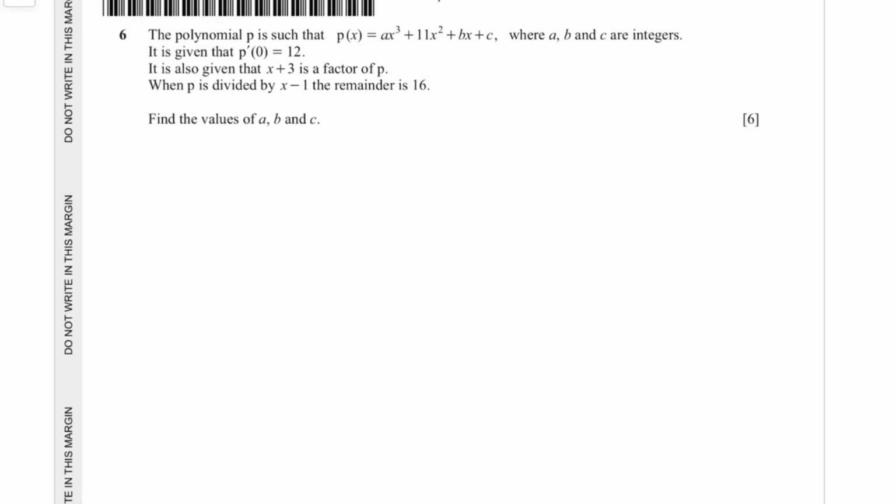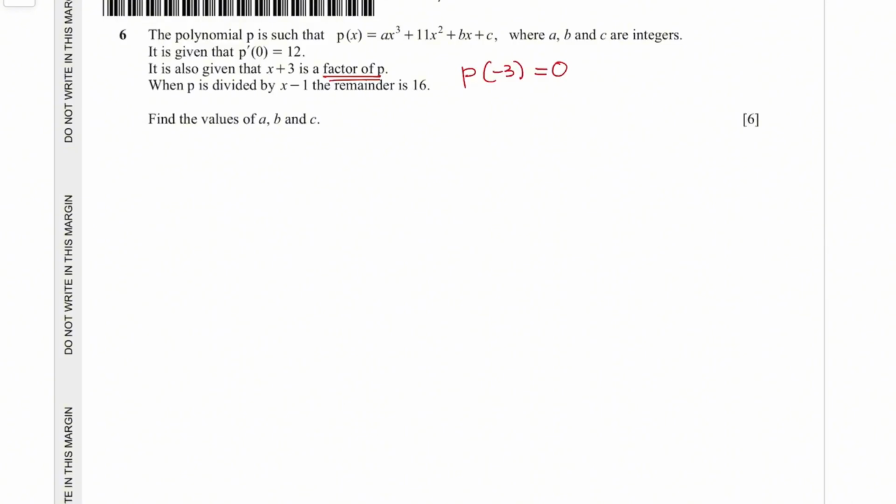The polynomial p is such that p(x) is ax cubed plus 11x squared plus bx plus c, where a, b, c's are integers. It is given that p prime 0 equals to 12. What does it mean by p prime? P prime in this situation is the first derivative when you differentiate it. Okay, the first derivative. And then it is also given that x plus 3 is a factor of p. A factor means when you are having p of negative 3, your function would be 0. Okay, that is what it means when it is a factor. When p is divided by x minus 1, the remainder is 16.